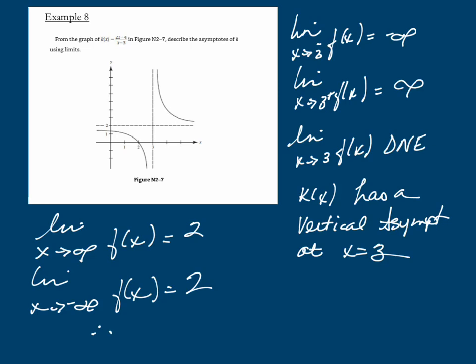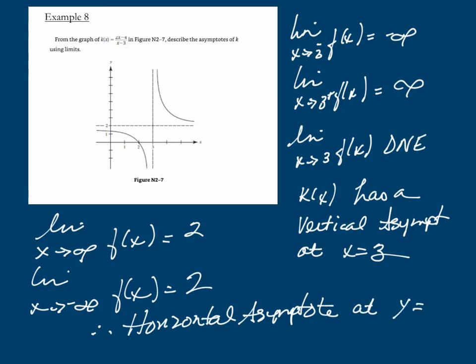Therefore, you have a horizontal asymptote at y equals 2. So that's really important to say. That's why you have a horizontal asymptote and that's why you have a vertical one, using limits, okay? Those are important topics, okay?